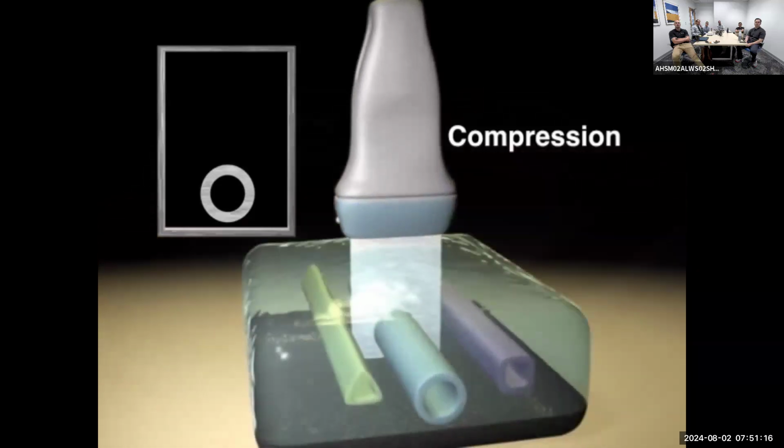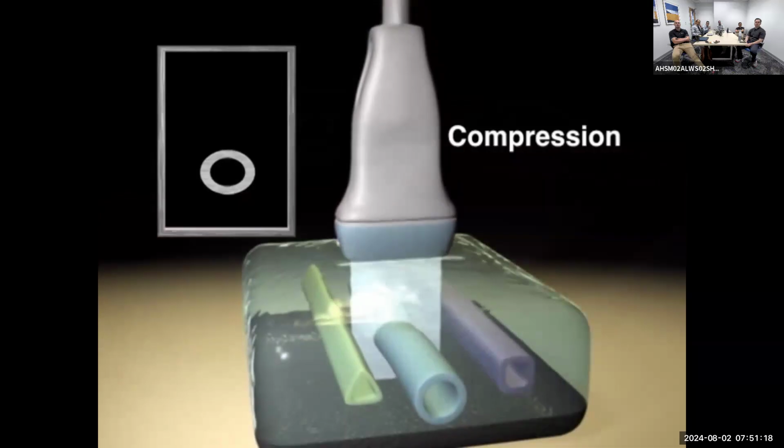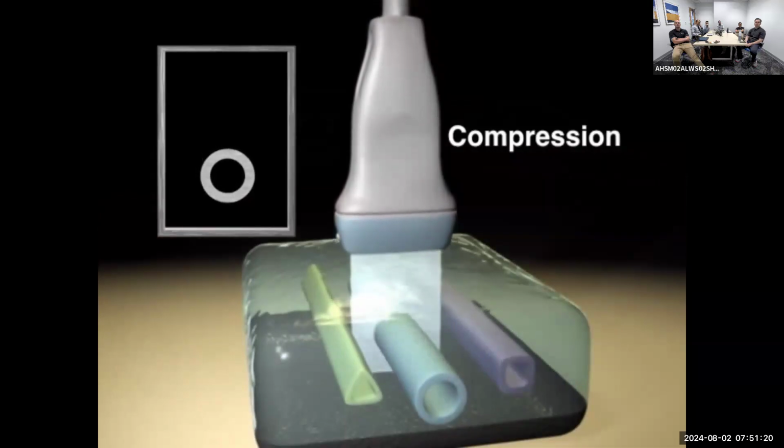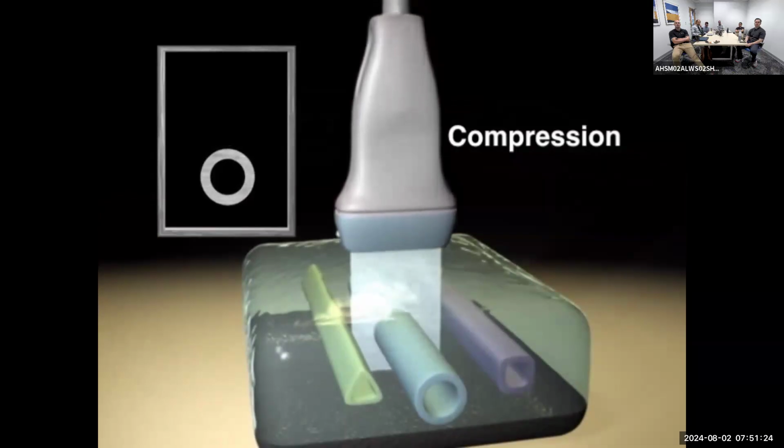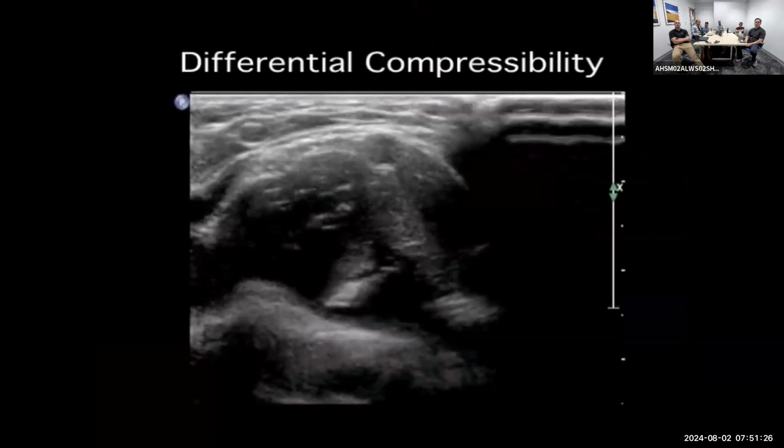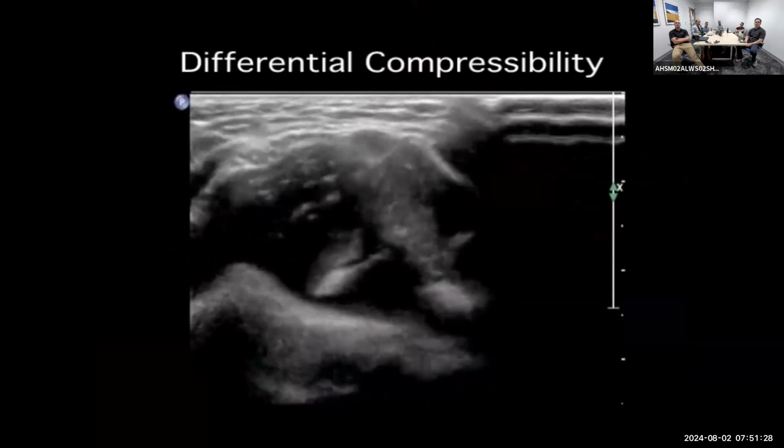So compression, you're going to be able to bring things a little bit more to the center of the screen, but it can also compress. You have to worry about that with veins. Veins will compress pretty easily. And so that's what we're going to show here.